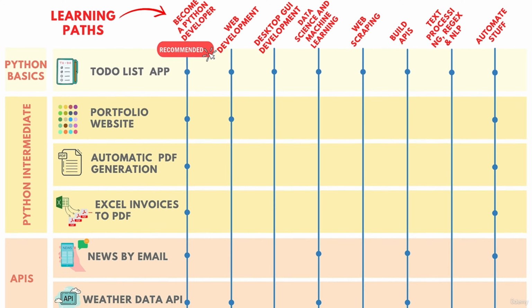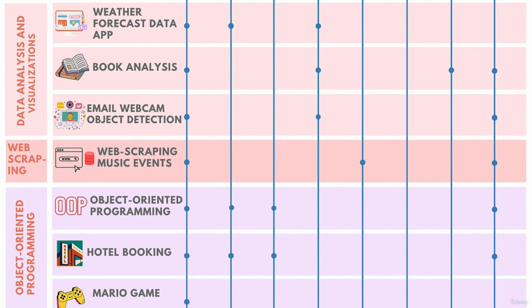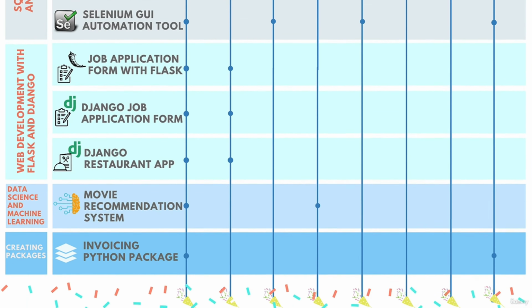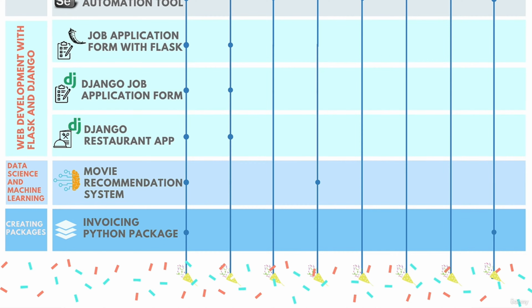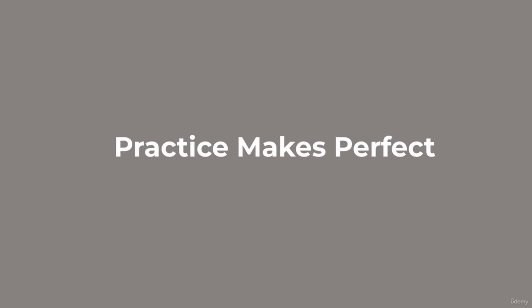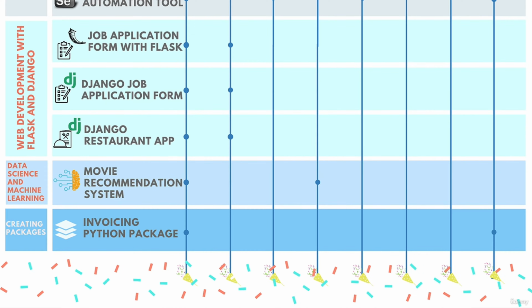And once you have completed one of these paths, you'll be able to build your own applications in the future independently. Remember, practice makes perfect. That's why we have all these apps here in the course. So we build them together. If you get stuck, you can use the Q&A in the course. There are thousands and thousands of questions and answers by other students, and you can also ask your own questions there.